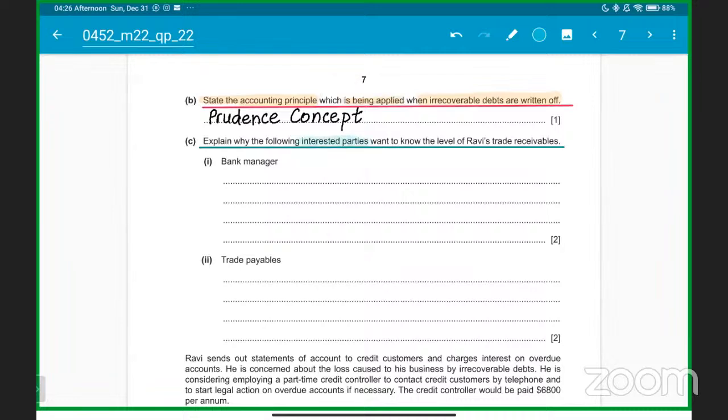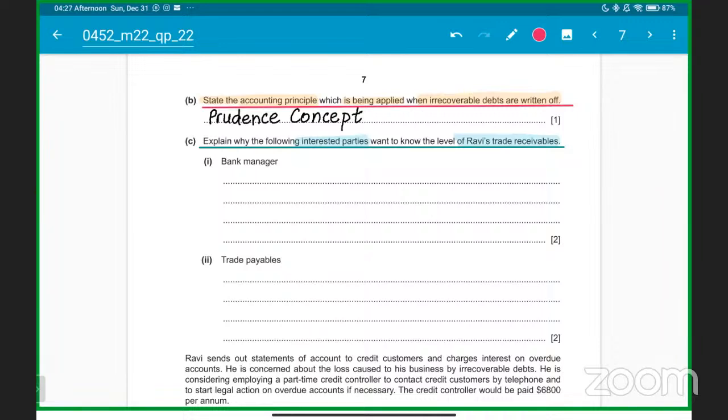Explain why the following interested parties want to know the level of Ravi's trade receivables. They are saying that the bank manager and trade payables are interested parties. All of them are called stakeholders, if you have done business studies. They have an interest in the business. This is a very small definition, but you can find a more detailed explanation in other books. Students need to understand that the question asks why the bank manager and trade payables will be interested to know about Ravi's trade receivables.